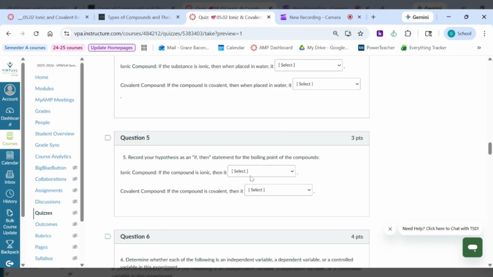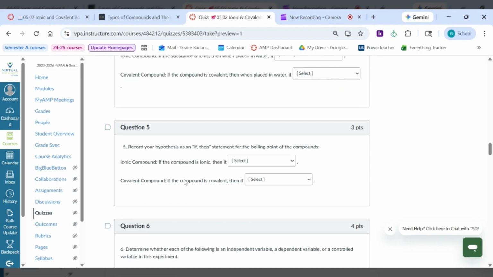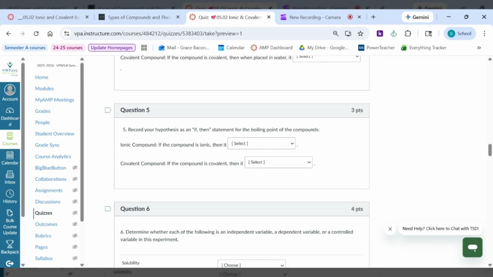And then we also want to make a prediction about our boiling point based on what we know about ionic versus covalent bonds. So based on what we've put up in our table, I'm going to answer: if the compound is ionic, then, and I'm going to make a prediction, will it remain a solid, never boil, have a high boiling point, or have a lower boiling point? Similarly, I'm answering for covalent here.